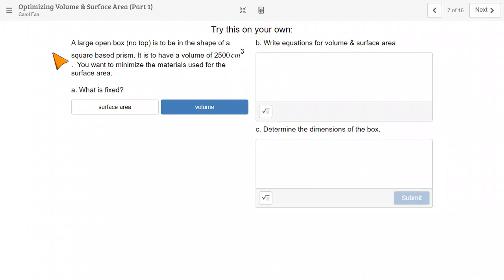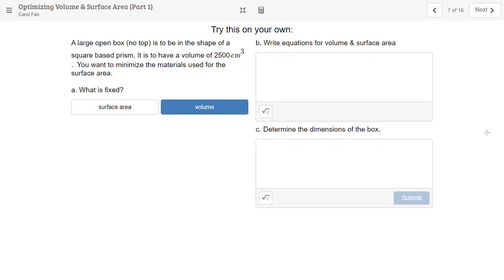Okay, in this question, we have a large open box, no top, to be shaped as a square-based prism. It has to have a volume of 2,500 centimeters cubed. You want to minimize the material used for the surface area, but you have a fixed volume. Similar to the other question, we now have a fixed volume, but we're going to do the same thing.